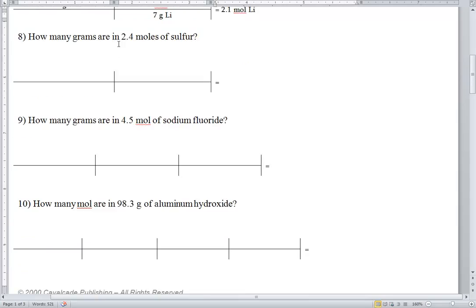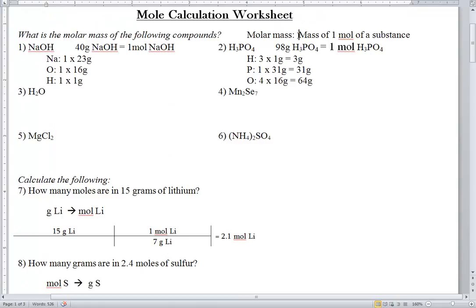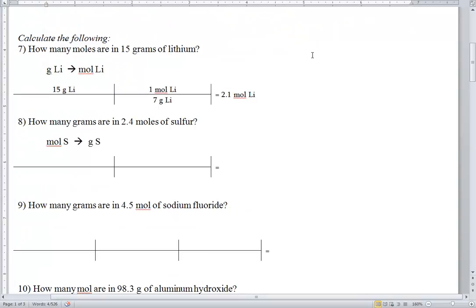How many grams are in 2.4 moles of sulfur? In this instance, again, read the problem, find out what you're given and what you're looking for. How many grams? I want to find out how many grams there are, so that's what I need to end up with. I can't start with that. I'm given 2.4 moles, so let's start with moles of sulfur, and then I can convert that to grams of sulfur. Why? Because, again, looking back at molar mass, it correlates between mass and moles.